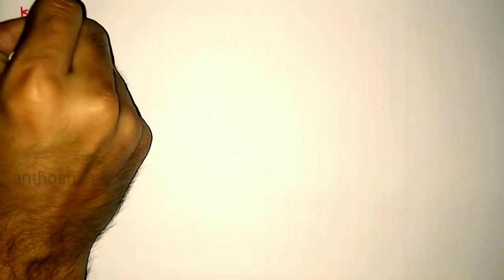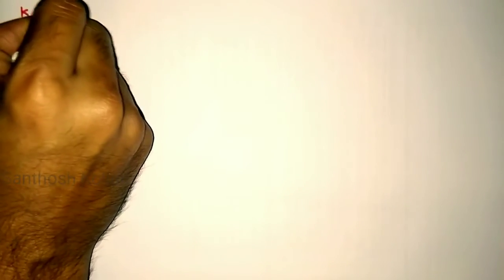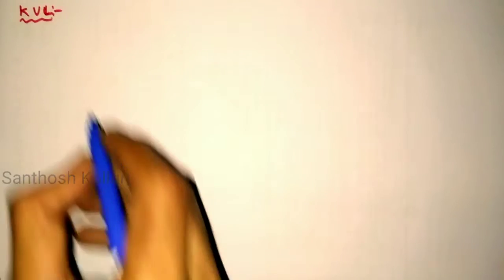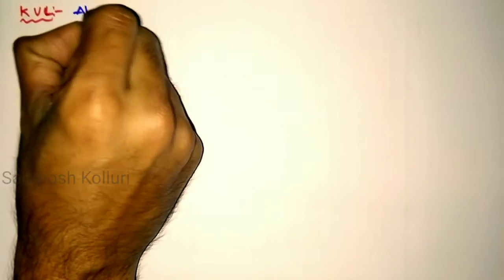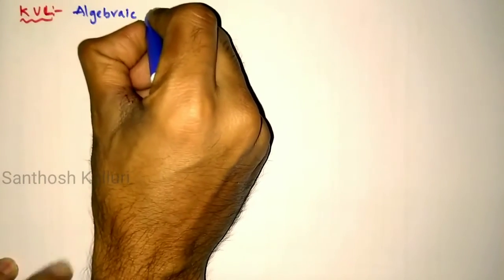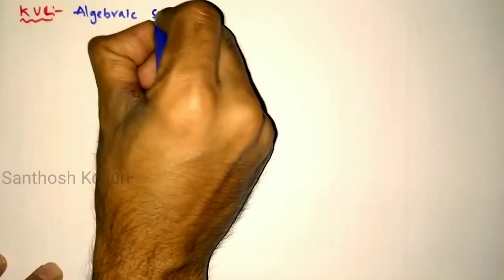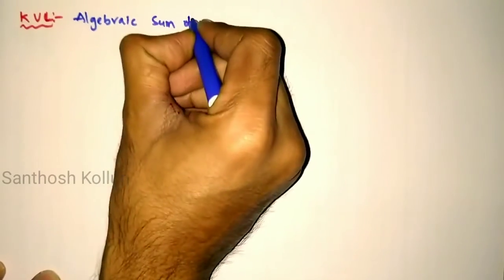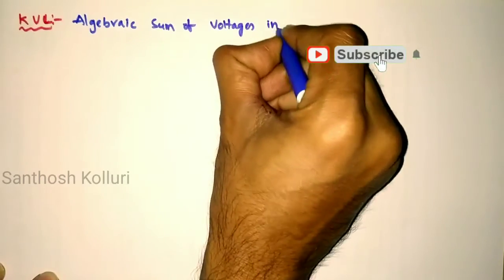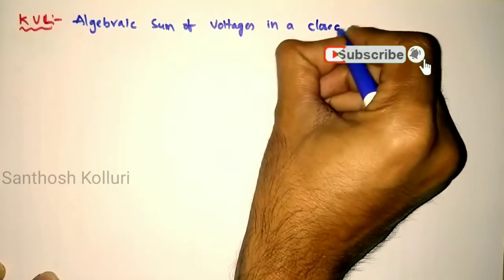Next one is Kirchhoff voltage law, KVL. Kirchhoff voltage law can be applied in a loop, in a particular closed path or a loop. So the definition is the algebraic sum of the voltages in a closed path is equal to 0.